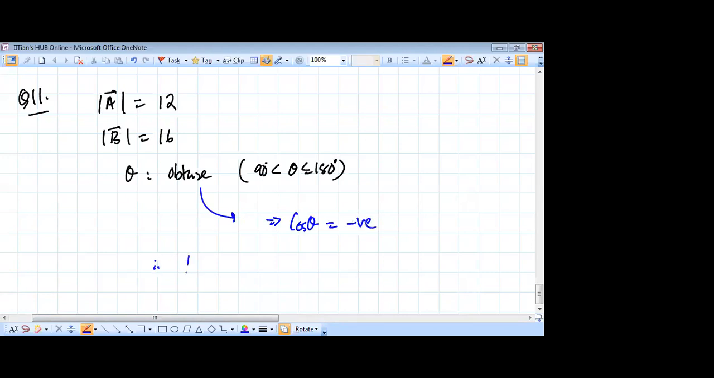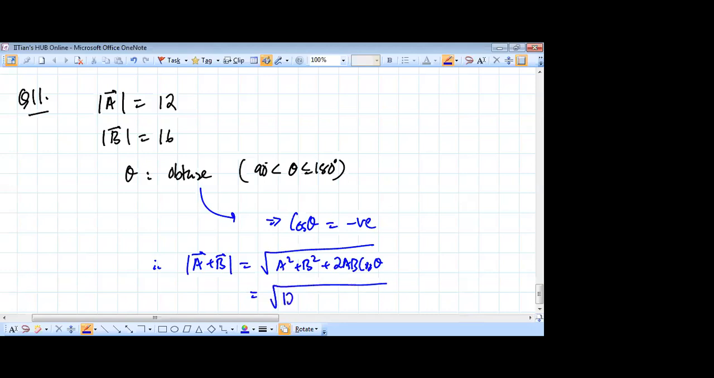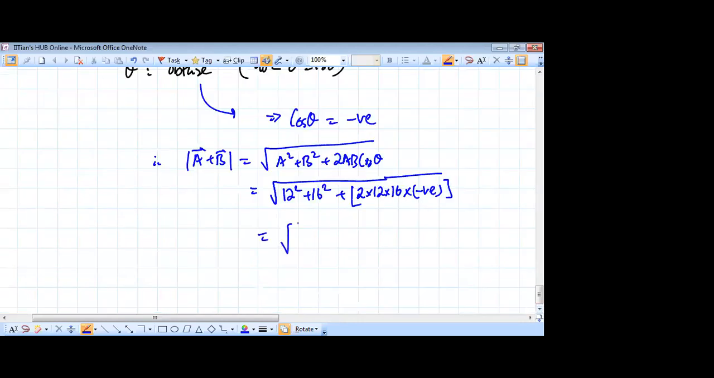Okay. So therefore magnitude of a plus b, which will be equal to root of a square plus b square plus 2ab cos theta, will be equal to square root of 12 square plus 16 square plus 2 into 12 into 16 जो भी है ये, but into a negative quantity. This will be a negative value. So definitely you can see that it will be square root of 400 minus something. We don't know the value here, but it's definitely negative.